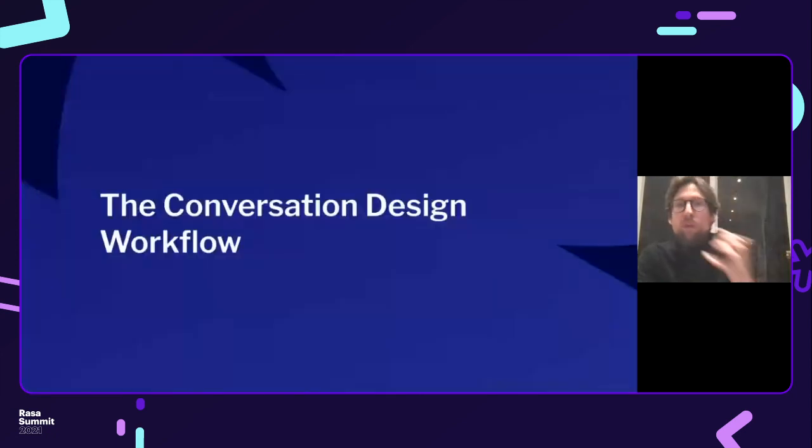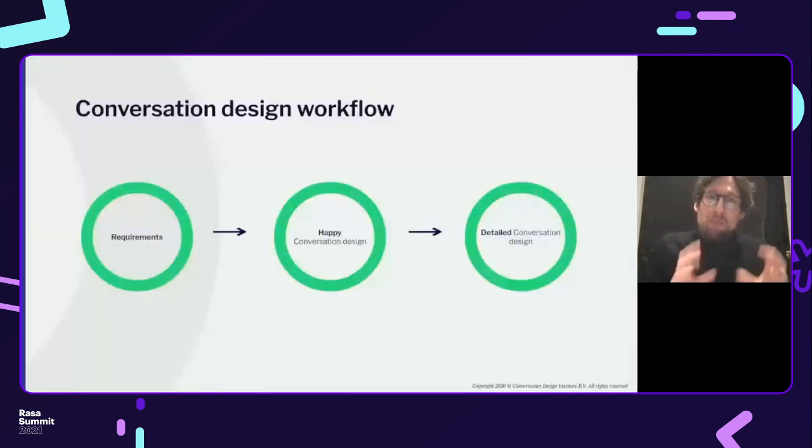So what does that workflow look like? We really see three main steps when designing AI assistants. You start with the requirements, right?